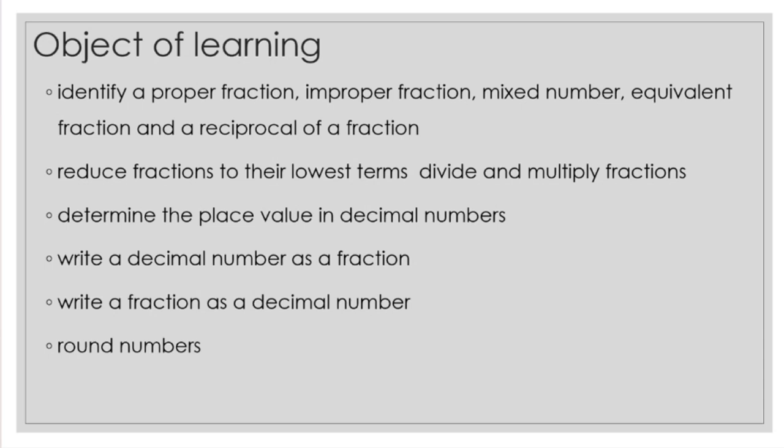So now we are going to be reducing these fractions to their lowest terms, divide and multiply. Can you see where the operations are coming in? You need operations, and the rules of the operations, you need to be aware of them. You need to determine the place value in decimal. We are going to be doing decimal numbers, and then write a decimal number as a fraction, and then write a fraction as a decimal number, and then round numbers. Like when they say round a number to the second decimal place or to the third decimal place, and so on and so on.